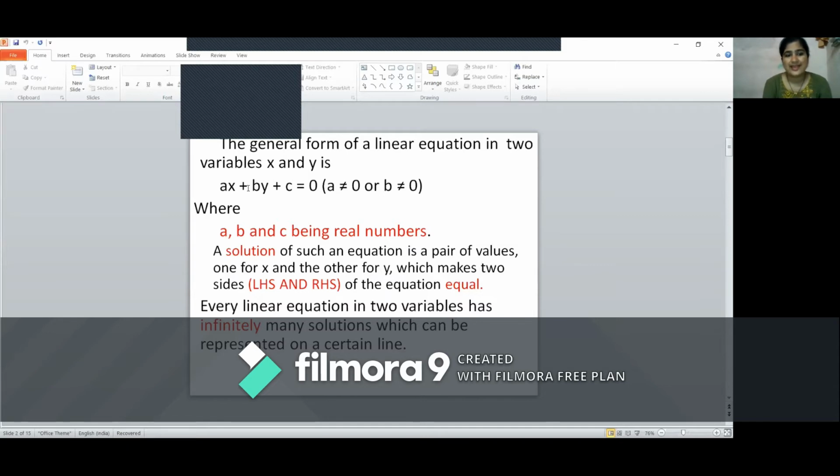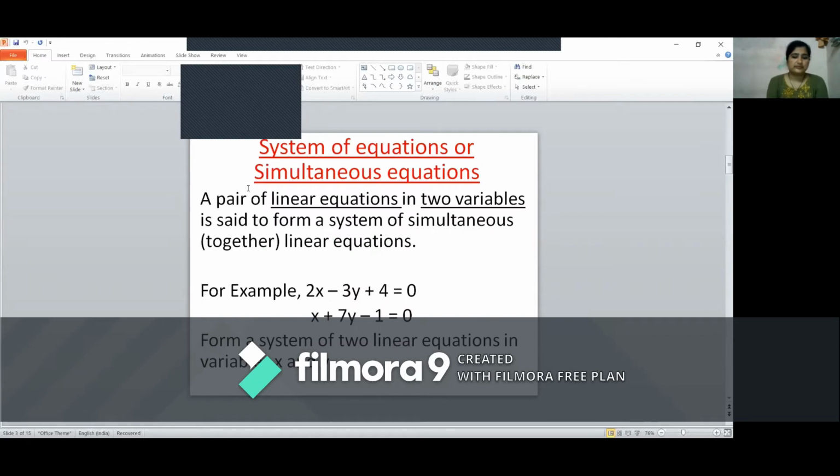Why? Because ax + by + c = 0 is nothing but the equation of a line, so we can get the graph of a linear equation as a line. By using the graph method we can find the solution of a linear equation. So let's have a look at the graph method. For the graph method we need two equations. Whenever we have more than one equation we call it a system of equations, and whenever we have two linear equations, we call it a system of linear equations.